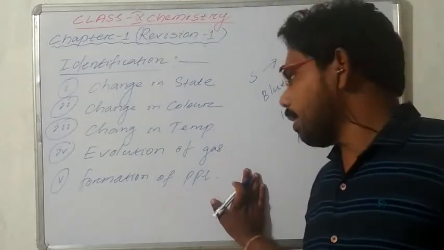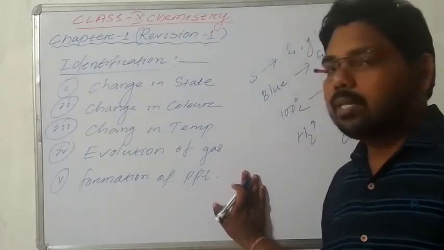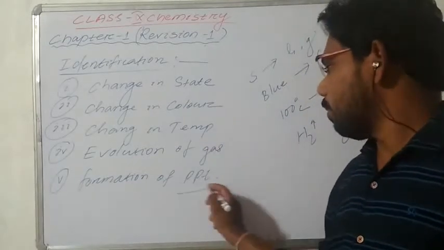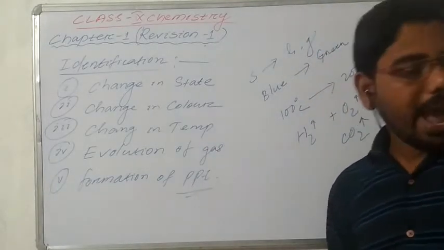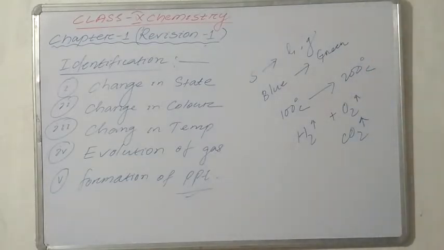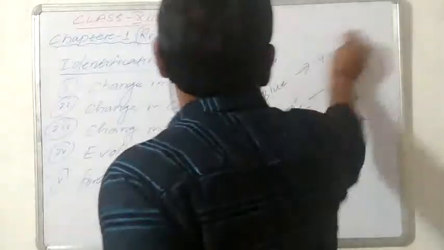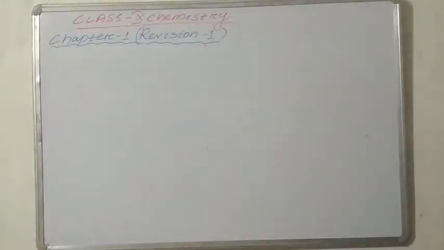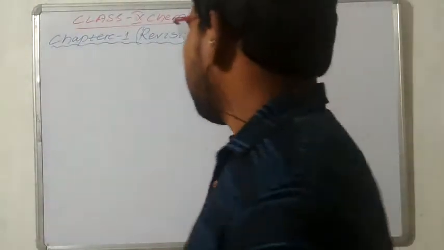Formed after a reaction, it is called a precipitate. Some reactions form a precipitate. Examples of precipitation reactions we have also discussed. So this is the identification of a chemical reaction. Next we discuss what a chemical equation is. A chemical equation is the symbolic representation of a chemical reaction.